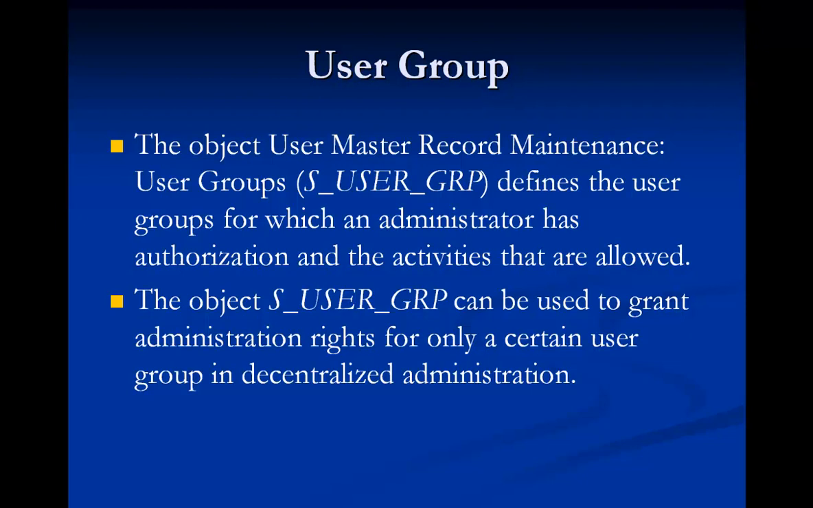The user groups are controlled by the object S_USER_GRP. So if a user administrator wants to create a user ID or modify a user ID belonging to a particular user group, then the administrator would need access to S_USER_GRP. This object can be used to grant administration rights for only a certain group of users in a decentralized user administration. Like in a global implementation where you have grouped the users based on their countries, for a user administrator to modify or work with the user IDs from a particular country, the administrator should have access to S_USER_GRP, which would give him access to that country's user group.